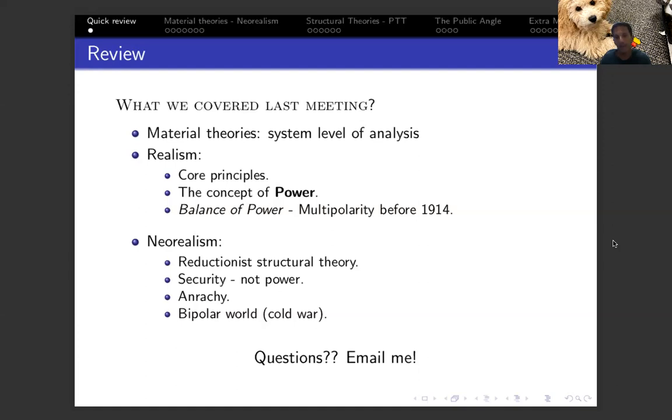And the system structure in this case is usually the bipolar world, such as that we had during the Cold War, with the US on the one hand, the Soviet Union on the other hand, and each one of those poles has its own share of nations. Those are the two main material theories.